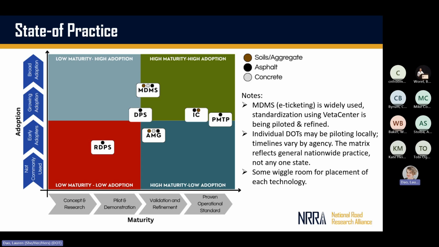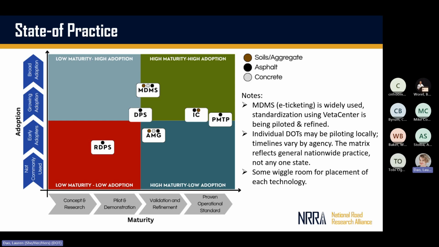But I did want to show this graphic. On the x-axis here, we're showing maturity, okay? I've got all of the equipment plotted here, and we're growing in maturity on that x-axis, starting with research level and then going into a proven operational standard. And then on the y-axis, this is going to be for adoption. We're starting at the bottom where it says not commonly used and then growing into broad adoption. So we've got all of the technologies I just introduced on here, and you can get a feel for where all of them are at.